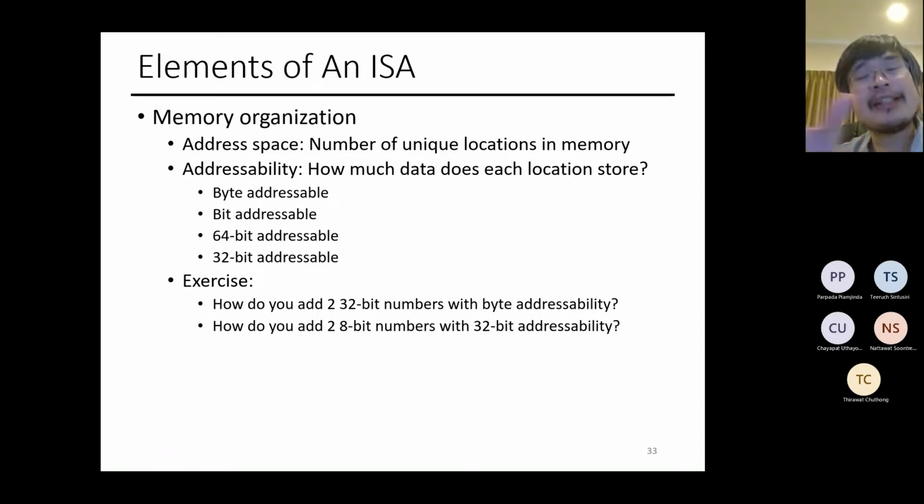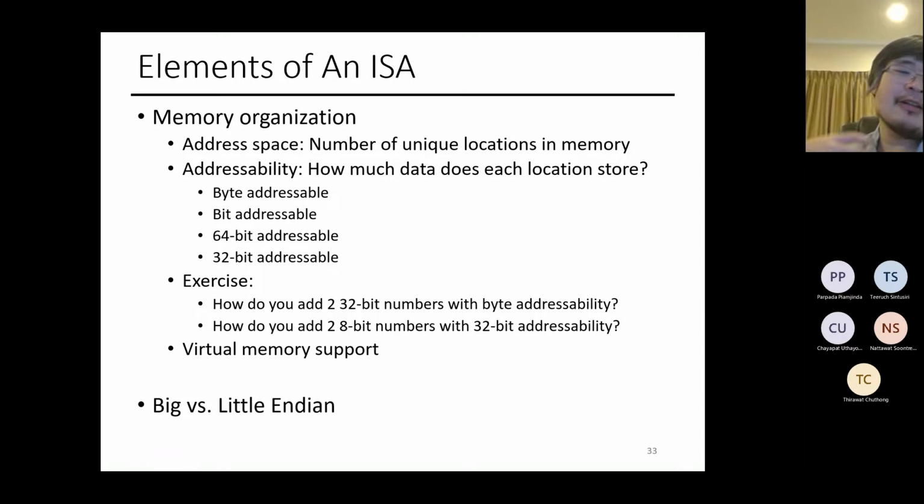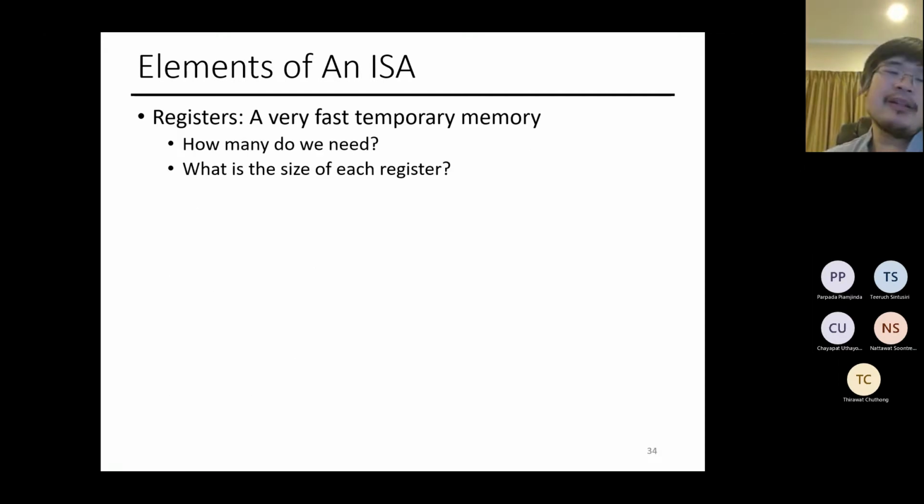These dictate how you would write your program as well, whether it supports virtual memory or not, or whether it supports big endian or little endian or both, right? What else? How many registers do we have in the ISA?